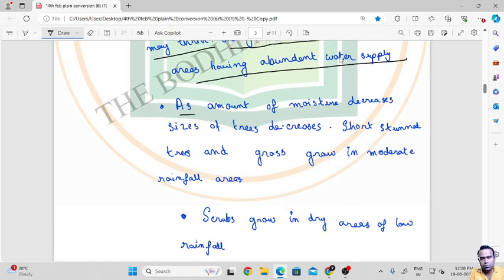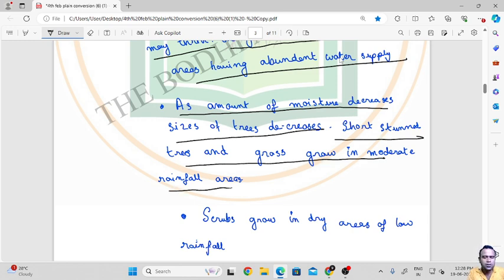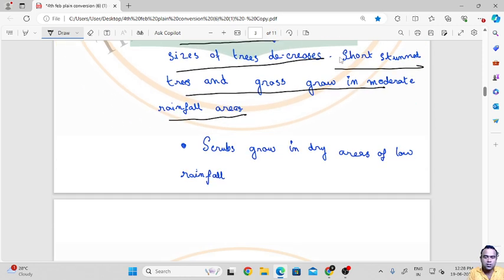As the amount of moisture decreases, the size of trees decreases. Short stem trees and grass grow in moderate rainfall areas. Just what I told you, the less the rainfall, the less the trees will grow in size. Now you must be thinking what will happen in the desert region where it sometimes rains or does not rain at all. Scrubs grow in dry areas of low rainfall in desert regions.